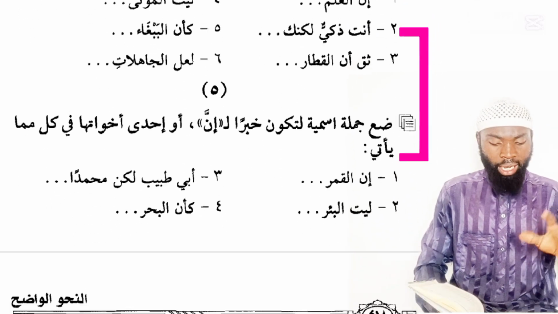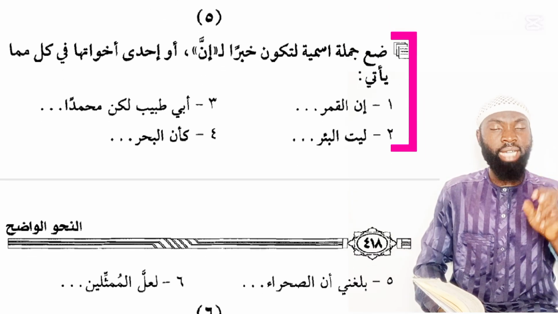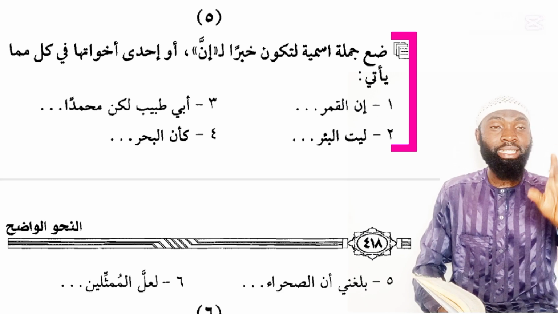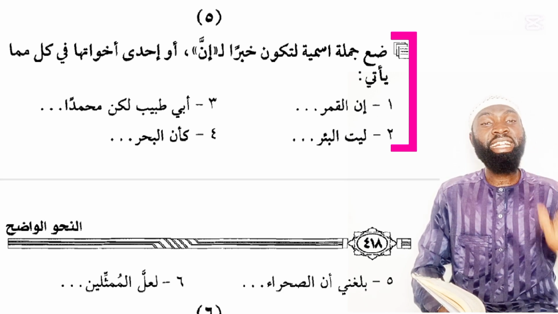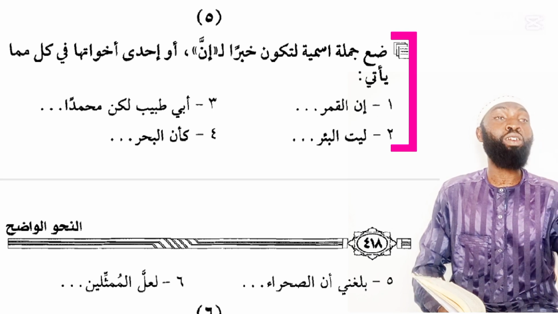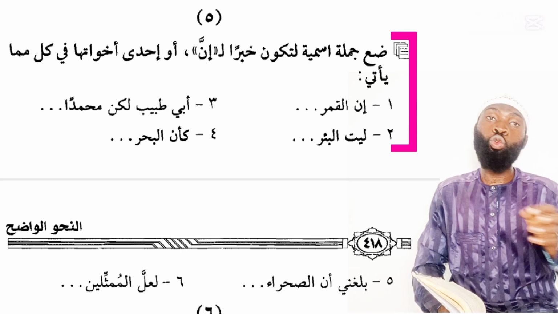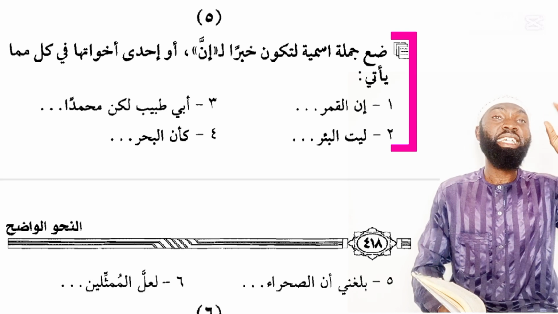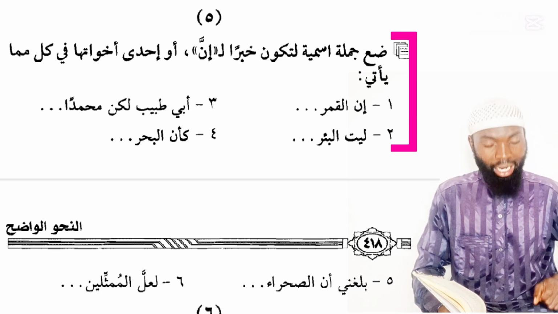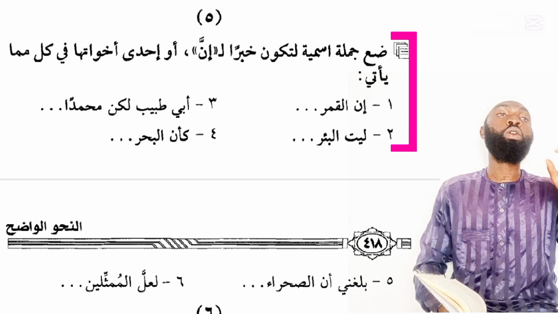تمرين الخامس, number 5, we have the instruction ضع جملة اسمية لتكون خبر لإن أو إحدى أخواتها في كل مرة. You are to place now a nominal sentence to complete the inna and its sister sentences. The first one says inna al-qamara. We can say inna al-qamara nuruhu shadidun. The moon, its light is severe. Good. Number 2, we have laytal bi'ra. I can say laytal bi'ra.